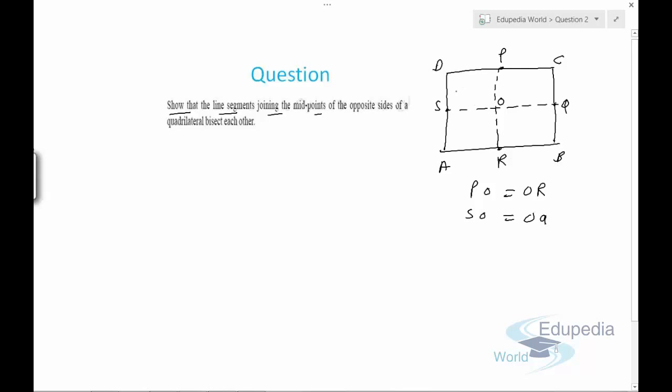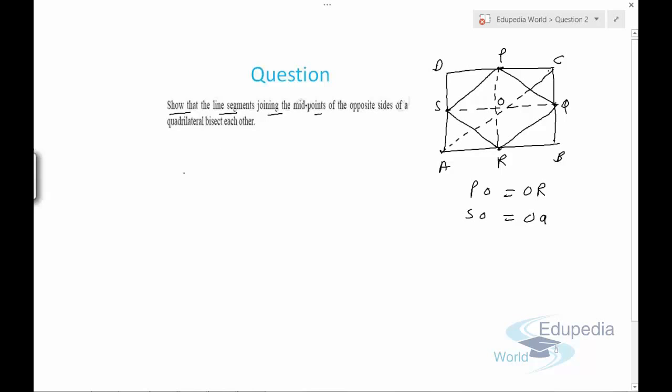So let's see how we can prove this. Now if we join these points like this, it will be another quadrilateral. Now if we can prove this quadrilateral PQRS is a parallelogram, then since the diagonals bisect each other in a parallelogram, we can prove it easily. So let's see how we can prove it. Let's draw the diagonal AC first.